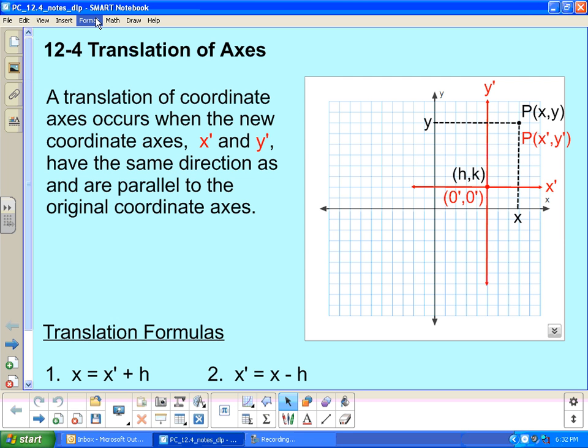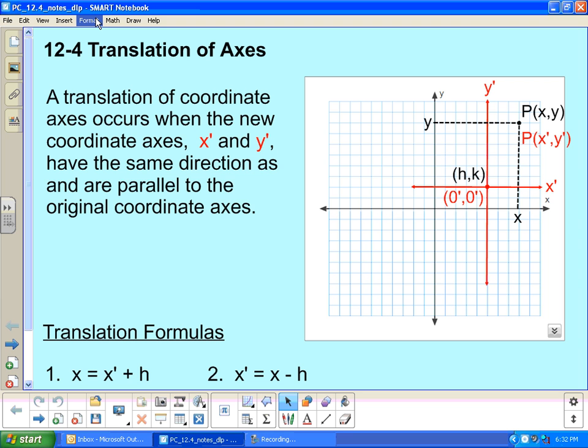12.4. The last section we're going to look at in this chapter is this: now that we have taken a look at the graphs of our conic sections, what happens if we want to move them to a new location? Translation is a term for referring to a movement. And we're going to learn about what's called a translated axis system here.